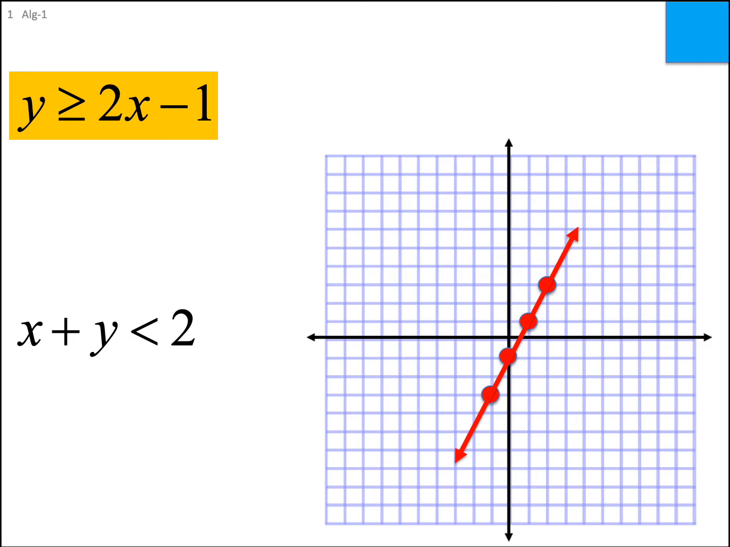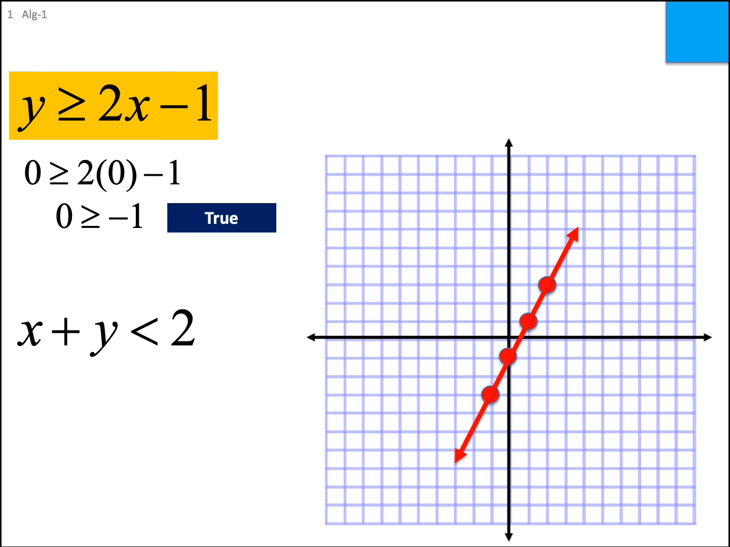Doesn't go through 0, 0, so I can pick a test point of 0, 0. I like 0, 0. And we get, hey, that's true. Okay, so 0 is bigger than or equal to -1. So if it's true, then my shaded region would be where 0, 0 lives. In other words, right there.